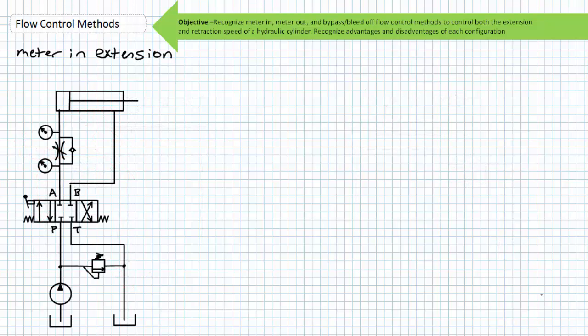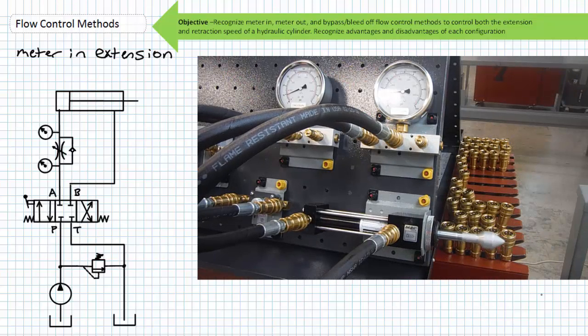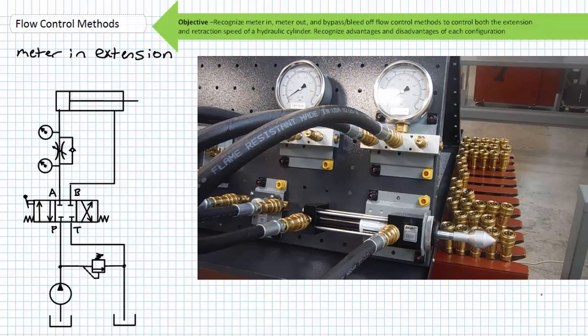Here are a couple clips from experimental verification of different flow control methods. In a meter-in extension configuration, I can control the speed of extension by limiting flow input to our cap end. The first time I extend and retract the cylinder, the flow control valve is all the way open and essentially allowing everything to happen at full speed.